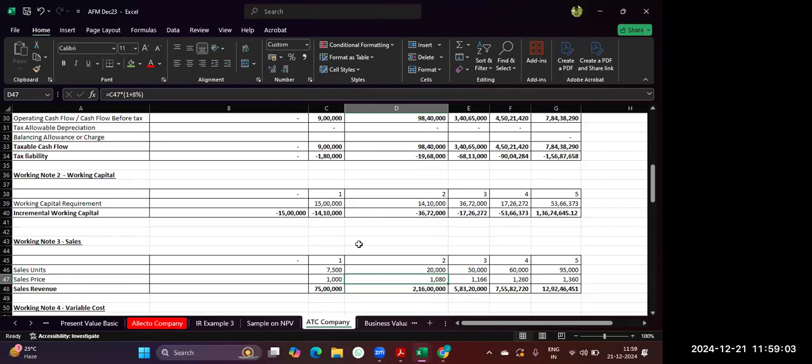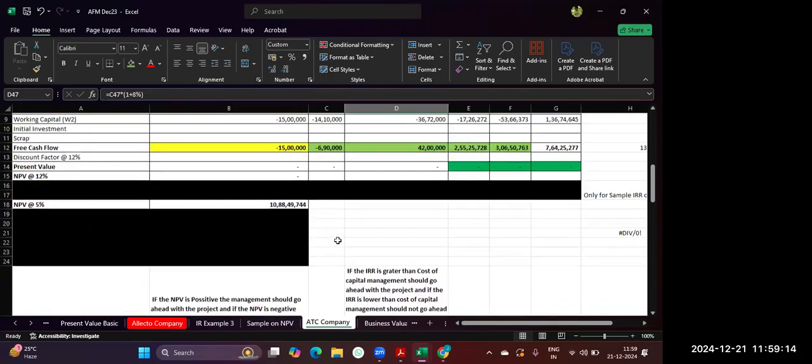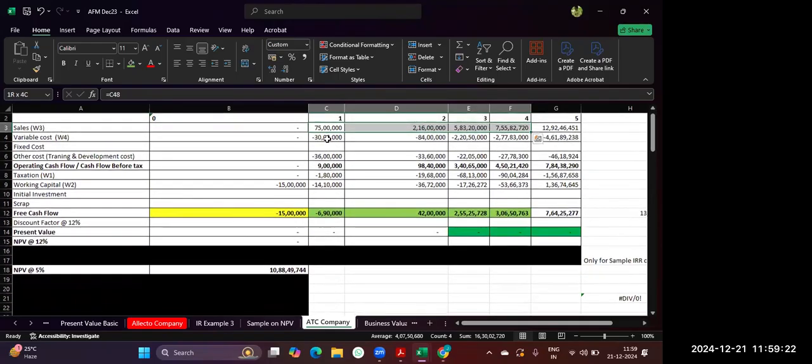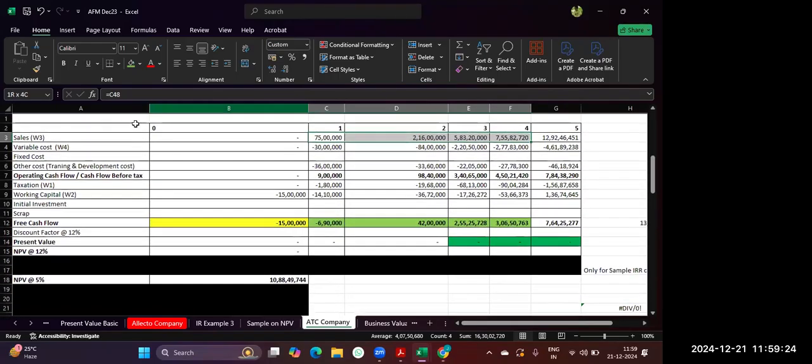Has everyone calculated the sales price? Yes, sir. Okay. So what I've done is populate the sales price in my main pro forma, that is year 1, year 2, year 3, and year 4. What is the next line we have in our pro forma?